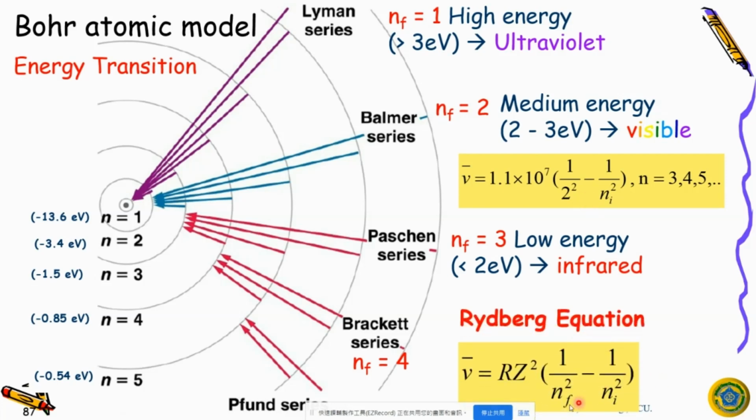The Rydberg equation has the final and initial levels like this. So n2 will be Balmer, n1 will be Lyman, n3 will be Paschen. So why can we do it? Final here. So this is called the Rydberg equation.